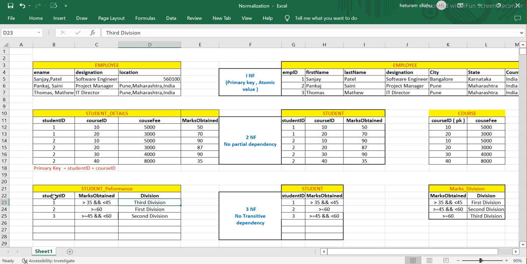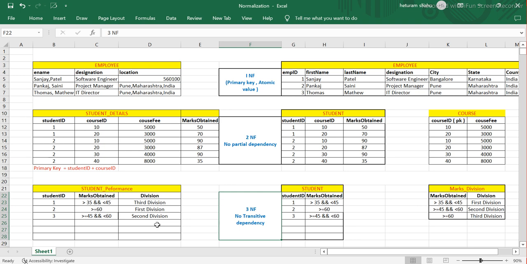That's why I say this is A, this is B, and this is C. So A is dependent, B is dependent on A, and C is dependent on B. So this kind of dependency is not allowed. This is called transitive dependency. Transitive dependency is not allowed here.